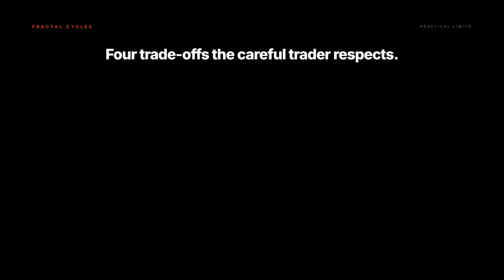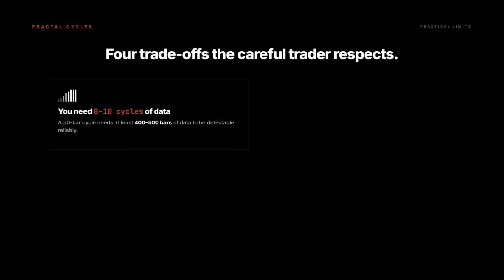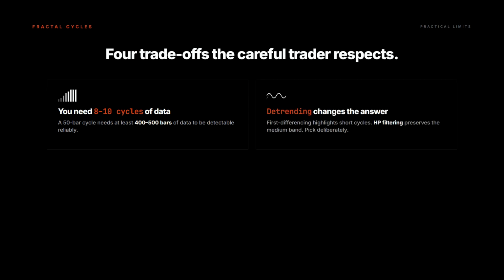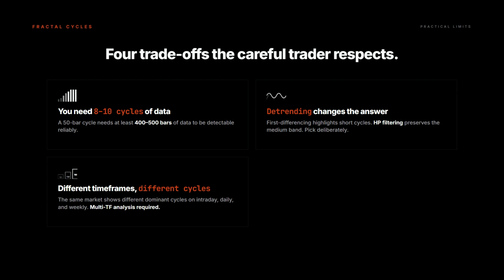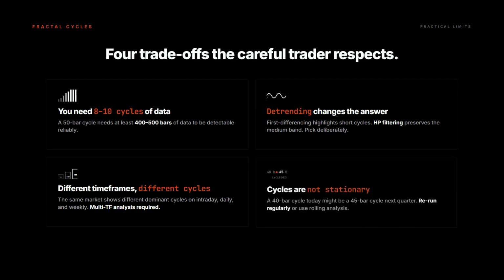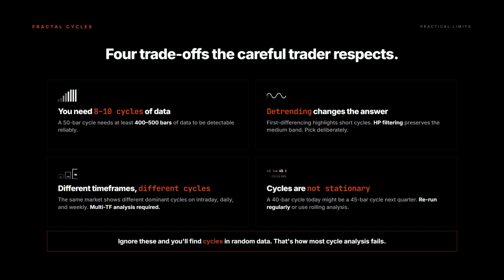There are limits, and the people who skip them are the ones who lose money. You need roughly 8 to 10 complete cycles in your sample to detect a period reliably, so a 50-bar cycle needs at least 400 bars of data. Different detrending methods emphasize different frequency bands. The same market shows different dominant cycles on daily, weekly, and intraday timeframes, and cycles drift. A 40-bar cycle today might be a 45-bar cycle next quarter.